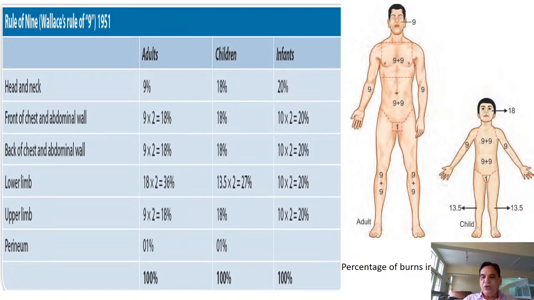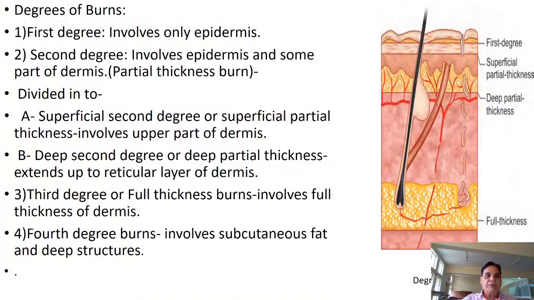So this is how you have to calculate the percentage of burns according to the Wallace rule of 9, which has been in existence since 1951 and doing well. Apart from percentage, there is the degree of burn. This carries major importance for the prognosis and management. Sometimes you call 3 degrees, sometimes you call 4 degrees. First degree involves up to the epidermis.